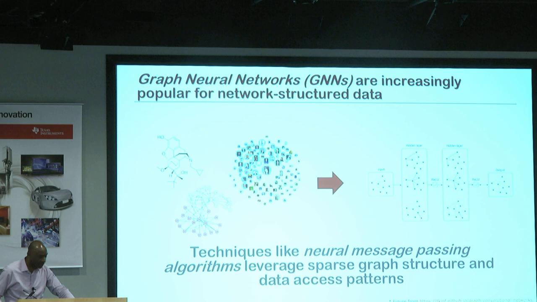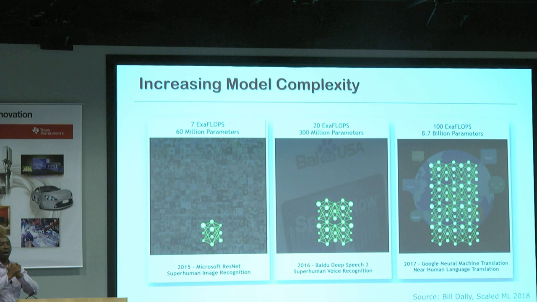And so this idea of graph neural networks is increasingly popular because now you can build more accurate models that more faithfully represent the world. So that's another trend that we're seeing. And then, of course, there's a fundamental trend of increasing complexity of the models that are being built and the amount of computation required to train them, right?